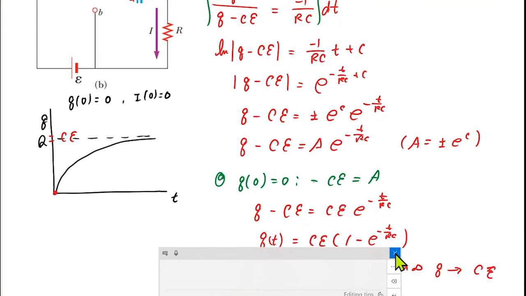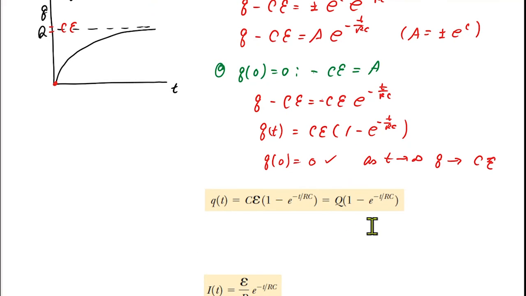Here, from here to here, bring it over. Oh, I forgot, there's a negative sign right there, right? Because it's negative CE. And then bring it over and factor. Good. Nice catch. So this is what it is.